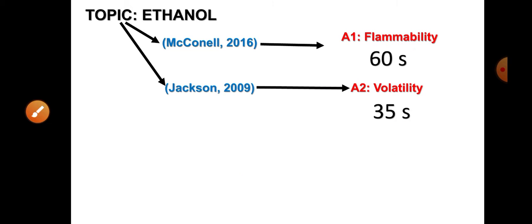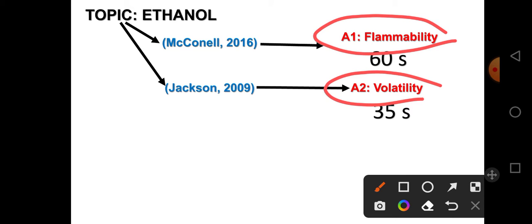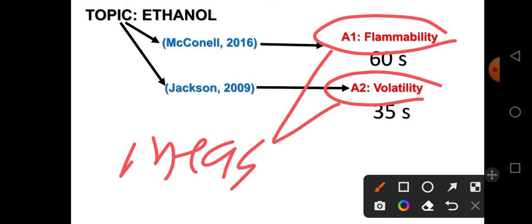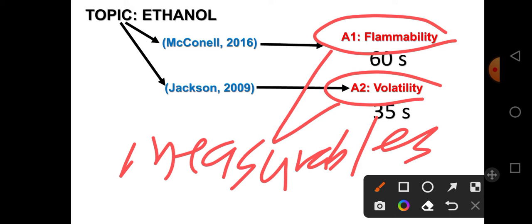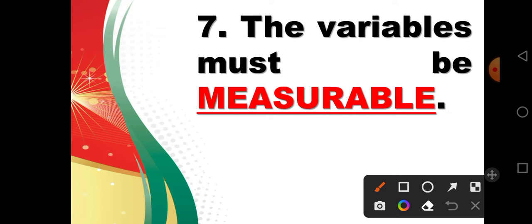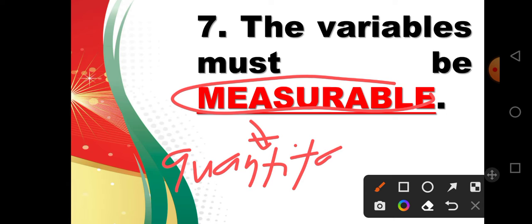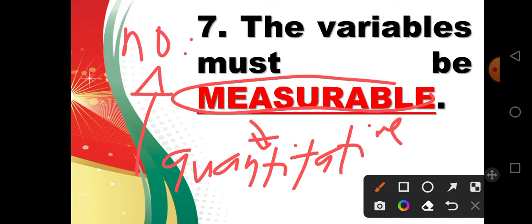Meaning to say, our variables present here, flammability and volatility, are measurable variables. Therefore, class, our specific objectives shall present our measurable variables. The variables present in our specific objectives shall be measurable. Take note, class, that measurable variables are quantitative variables. We can quantify such variables. We can produce such numbers. We can produce numbers from such variables. That is what we mean by quantitative.